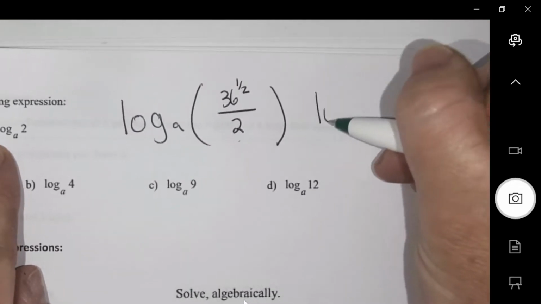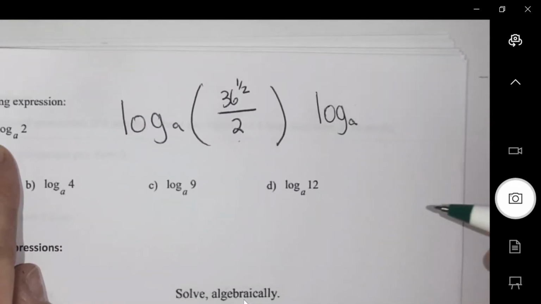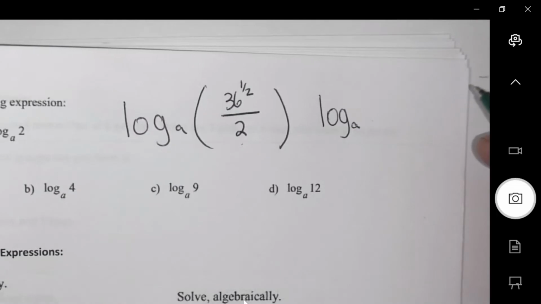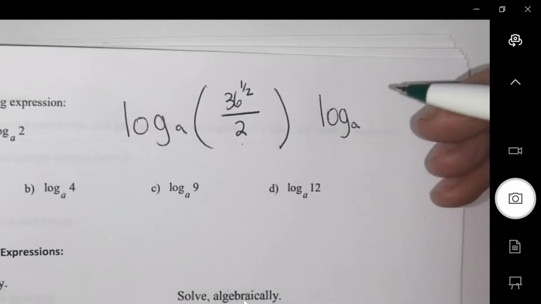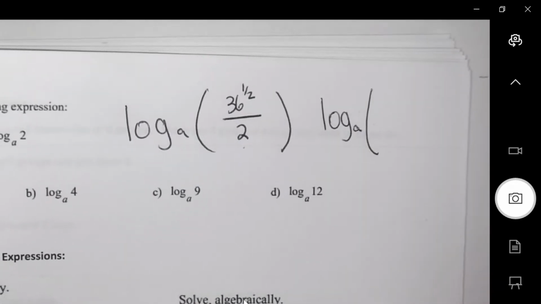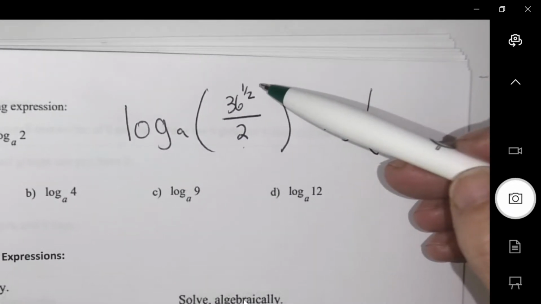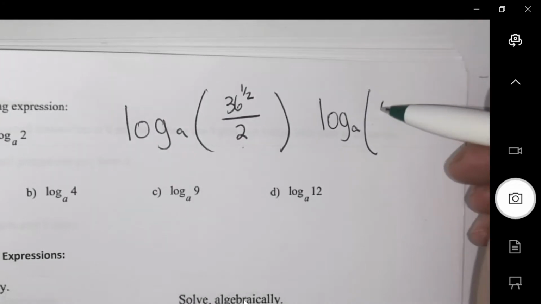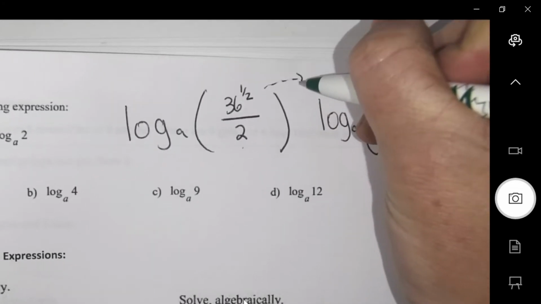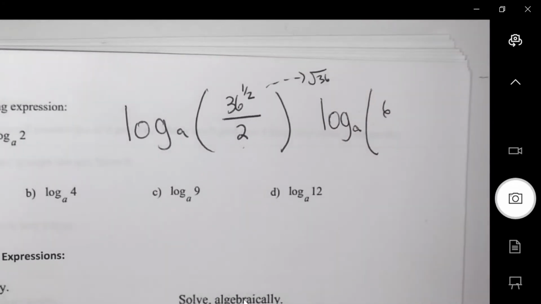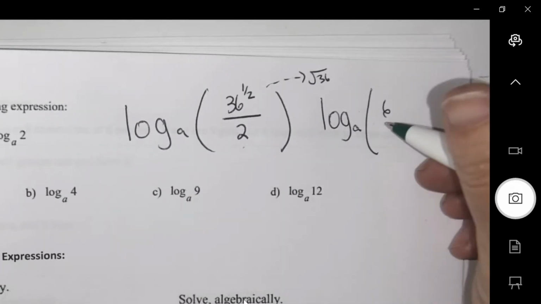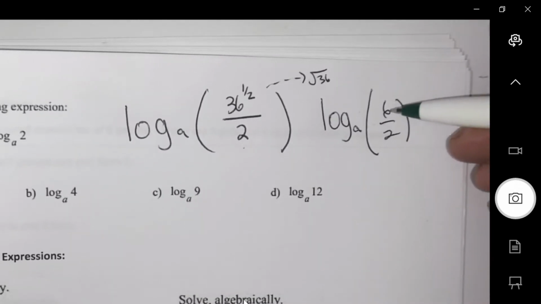Okay, now, you're not going to be able to mathematically figure this out if that's what you're thinking. What is 36 to the 1/2? 6. Because are we thinking square root? Yeah. And what is 6 divided by 2?